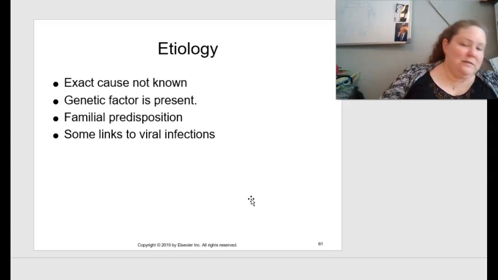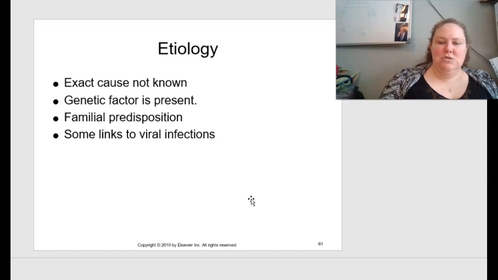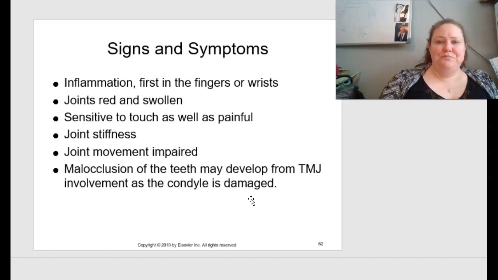What causes it? Well, we don't exactly know, okay? But we do know that there is a genetic factor that is present, and that there is a familial predisposition. If a family member has it, you have an increased chance that someone else in the family would have it. And some can link this to some viral infections.